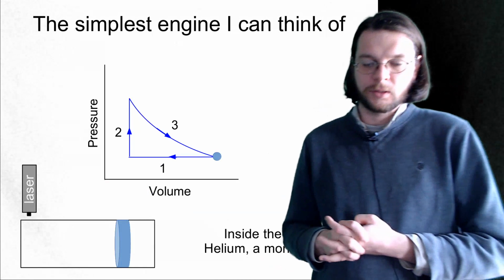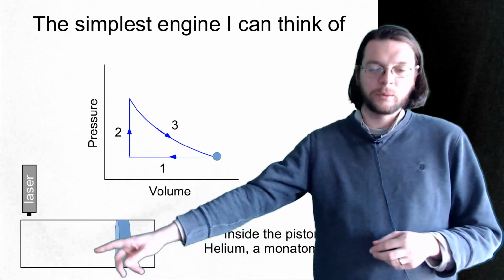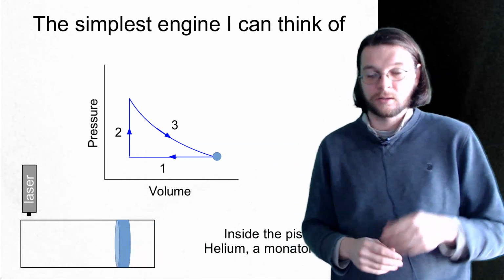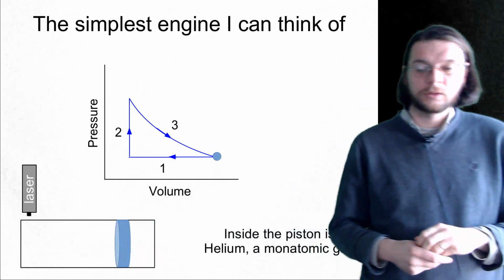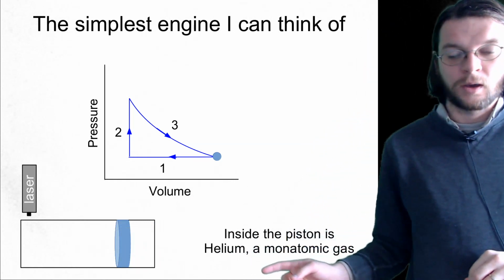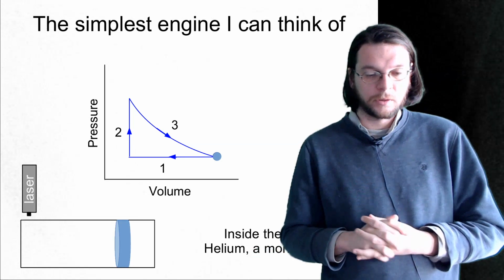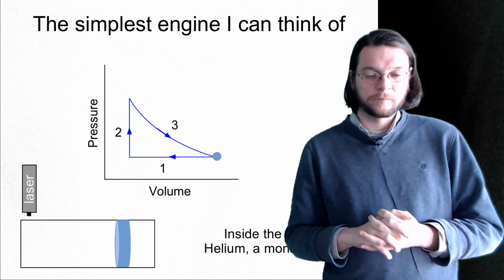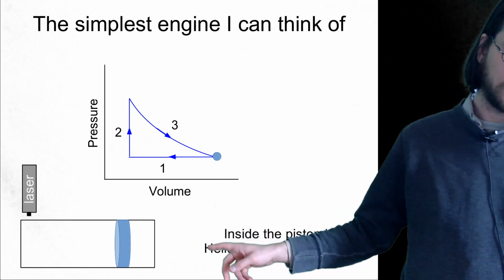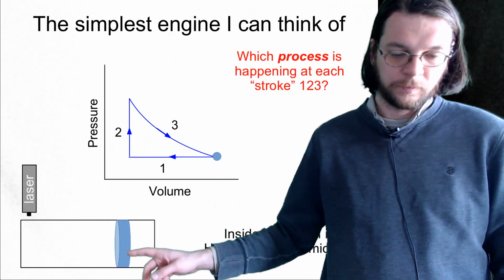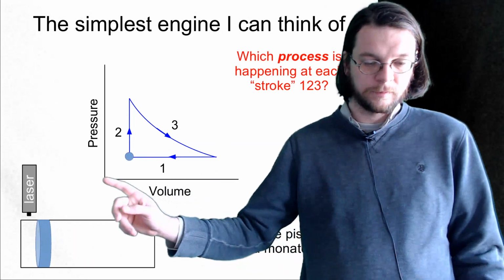So this is the simplest engine that I can think of. We've got a sealed container here. We have some sort of gas inside of this sealed container. I'm saying that it's helium, but if I wanted to, I could change this to air or any kind of other gas. It doesn't really matter exactly what kind of gas it is. The idea is that this piston is going to be compressed, going from here to here. It's going to be compressed.